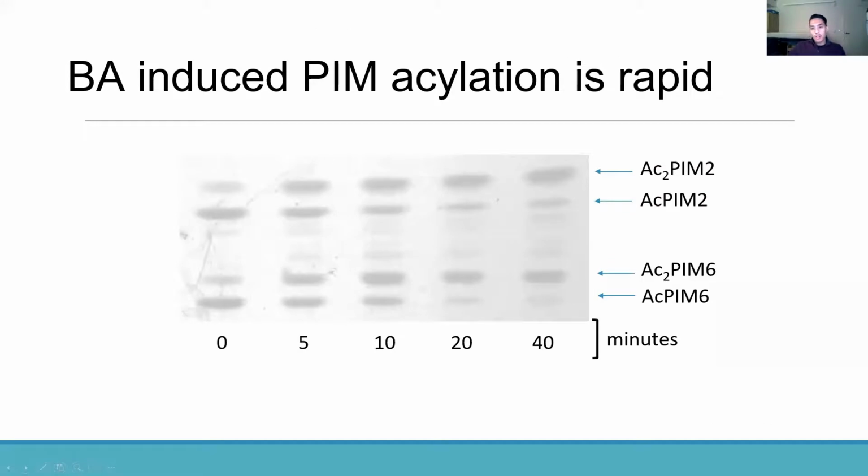To determine how long acylation takes to occur, I treated cells with BA and then extracted lipids at different times up to 40 minutes. And as we see on this TLC plate, acylation occurs within 20 minutes. This fast response suggests that inositol acylation is an immediate enzymatic response rather than a consequence of signal transduction and gene transcription.